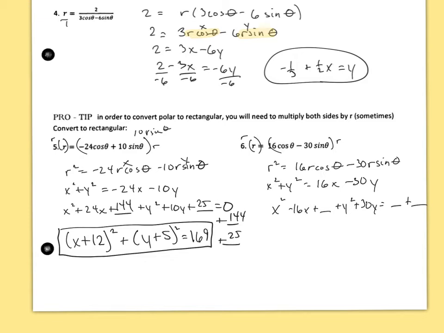Half of 16 is 8. 8 squared is 64. Half of 30 is 15. 15 squared is 225. Letter, first sign, number, squared. Letter, first sign, number, squared. And over here we get 289. Remember, we really don't care what the circle equals as long as it's not negative. It could be a fraction, it could be a perfect square. It doesn't matter.